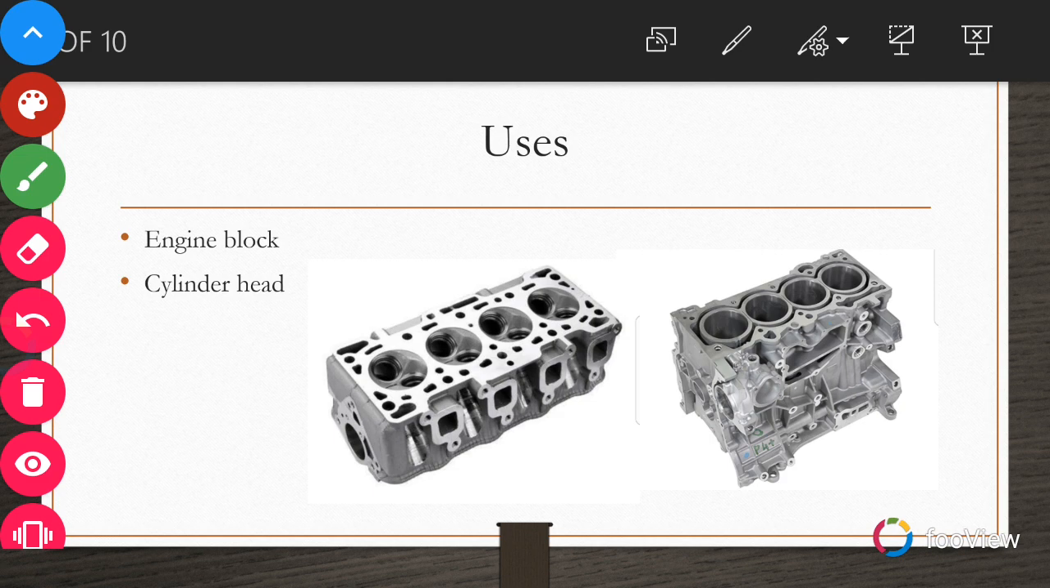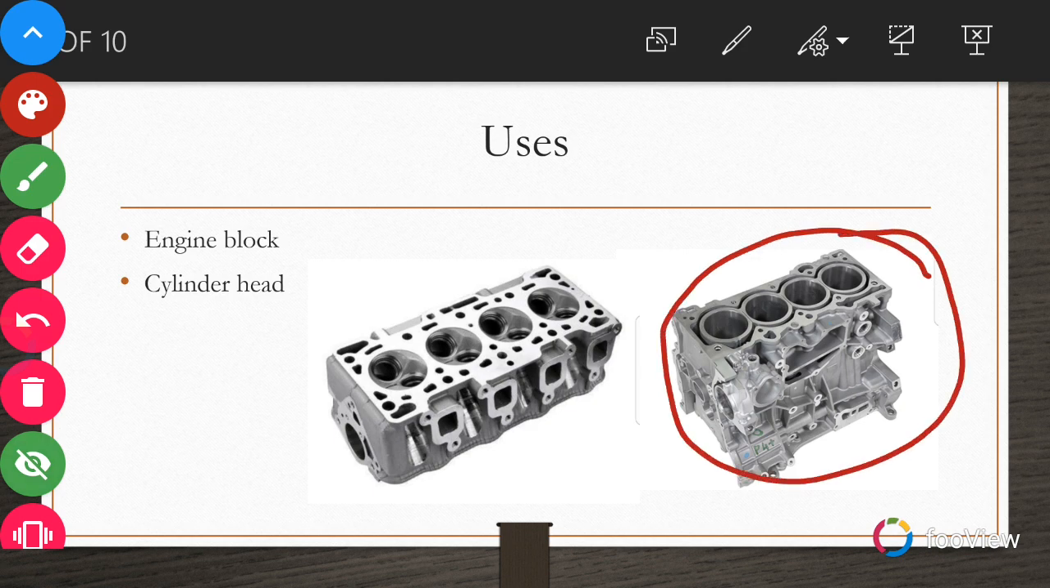Also, cast iron is used to make engine blocks, and as you can see, the engine block is the one to the right. This one over here is found in the engines of vehicles and then big trucks. Then on the left side we have the cylinder head, which moves hand in hand with the engine block. Both are made from cast iron.